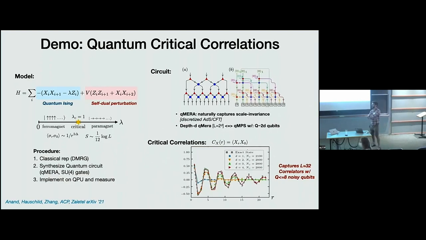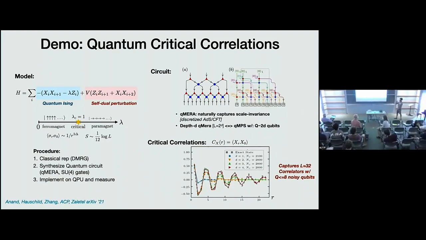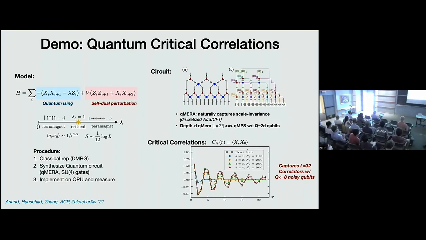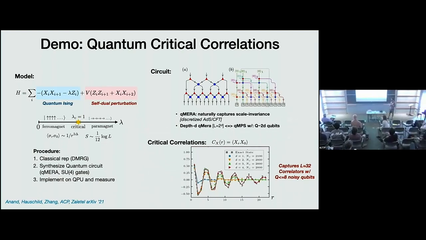Yeah, Mohammed. Translation invariance was assumed. You don't need to. It reduces the number of parameters because then every tensor is the same. But in principle, that's not a requirement. I could just do a different circuit for each site. That would give me a non-translation-invariant state.